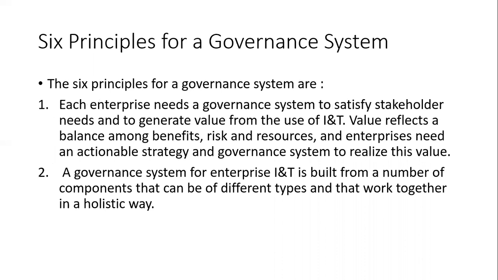So looking at the principles for a governance system. If you want to build a governance system for your organizations, COBIT says there are 6 principles you should consider. Number one, each enterprise needs a governance system to satisfy stakeholder needs and to generate value from the use of I&T. Value reflects a balance among benefits, risk, and resources. An enterprise needs an actionable strategy and governance system to realize these values.